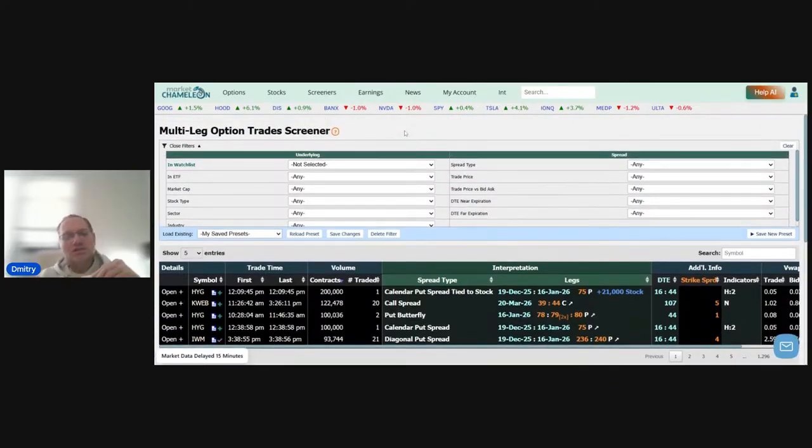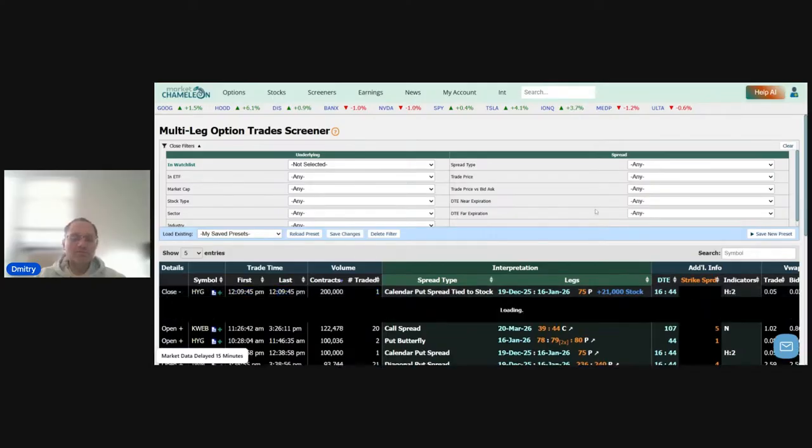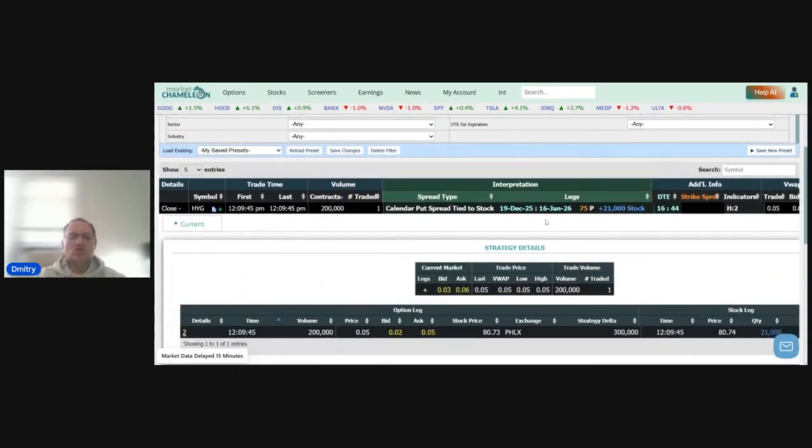The default here is they're sorted by the highest volume contracts, the most option contracts involved in the trade. So here HYG involved 200,000 option contracts. The way it would look on the tape in HYG, we see there's one trade in this particular spread, 200,000 contracts, and it happened at 12:09:45. If we open this up, we'll get more details. I'm going to drill down. Here's the trade. This is what it would look like in the details.